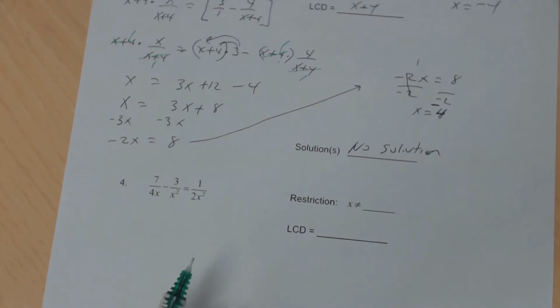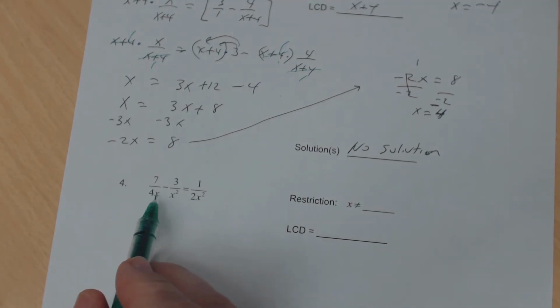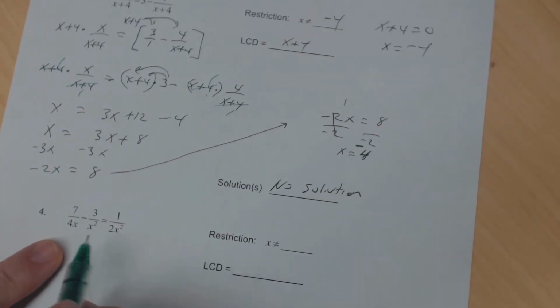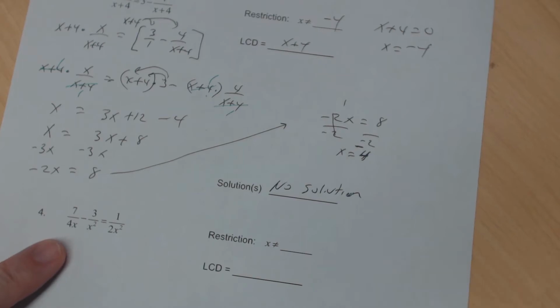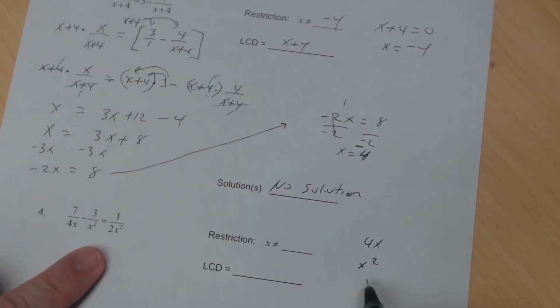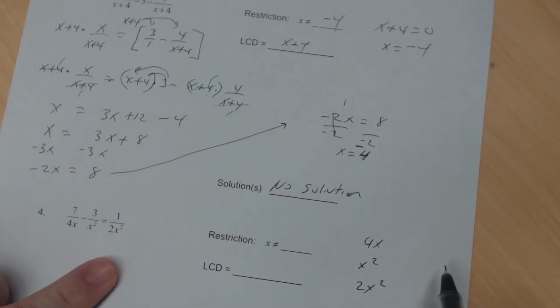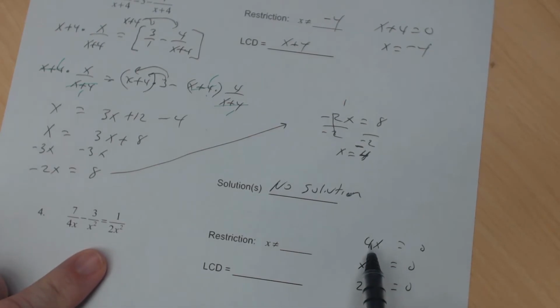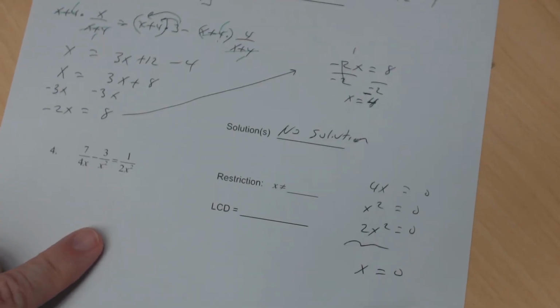Okay, now number 4. Notice that all these are monomials. So if you took the first denominator, the second denominator, and the third denominator, and you set them all equal to 0, you'll notice that in each case, x equals 0. So 4x equals 0. Divide by 4. You get x to be 0.